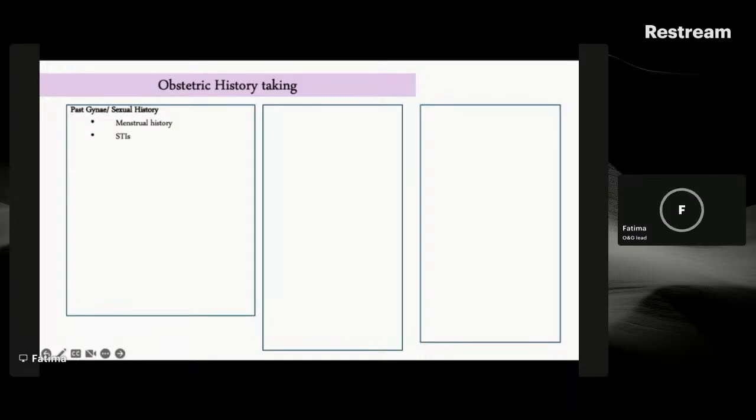Then we move on to past gynecological or sexual history. So we're asking about the menstrual history. How long is the menstrual cycle normally?